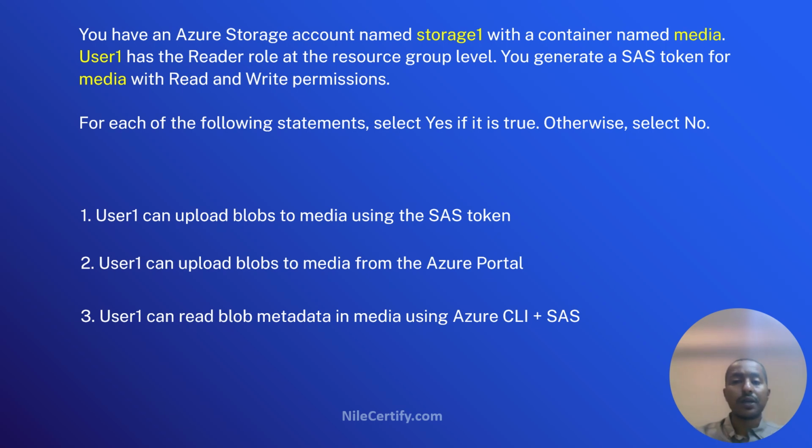Next question. You have an Azure storage account named storage1 with a container named media. User1 has the reader role at the resource group level. You generate a shared access signature token for media with read and write permission. For each of the following statements, select yes if it is true, otherwise select no.